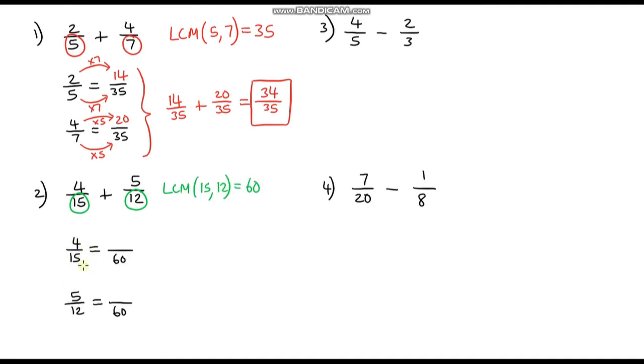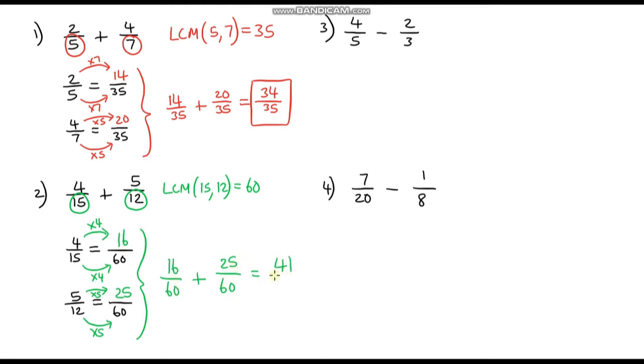So 4/15. To go from 15 to 60, we're going to multiply it by 4. So do the same to the numerator. 4 times 4 is 16. And for 5/12, to go from 12 to 60, we're multiplying it by 5. So 5 times 5 is 25. So now we can just add these two fractions together. And 16 plus 25 is 41. So our answer is 41 out of 60.